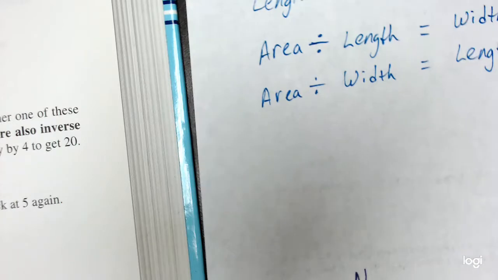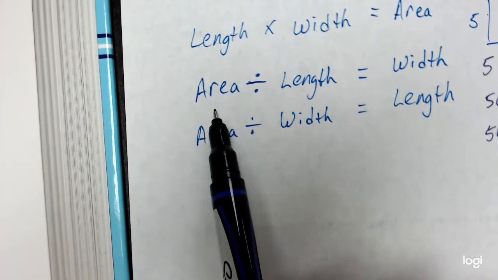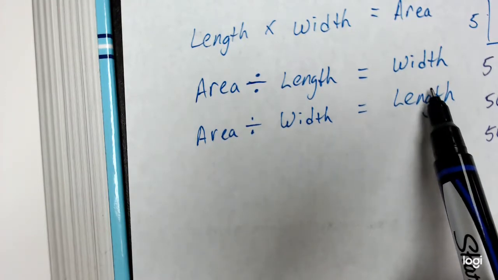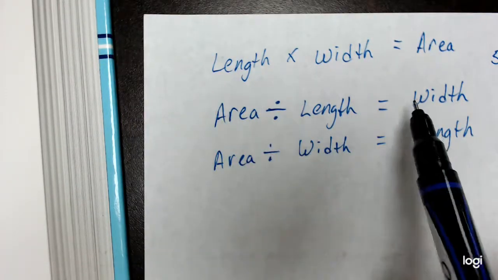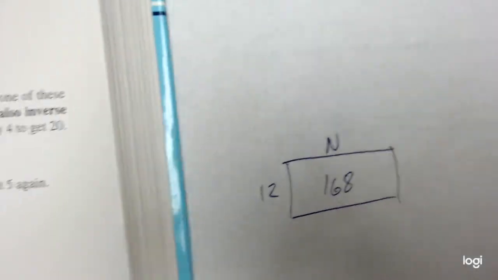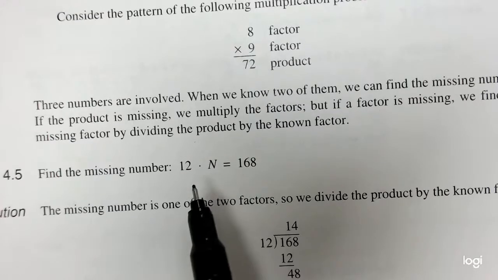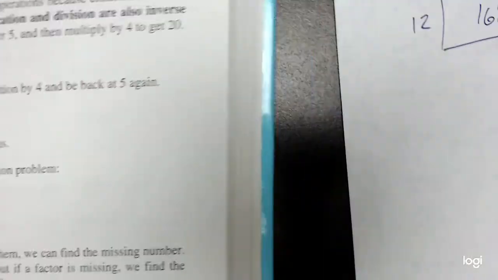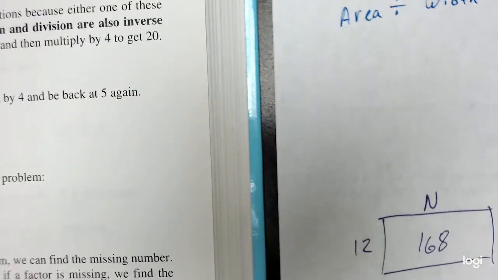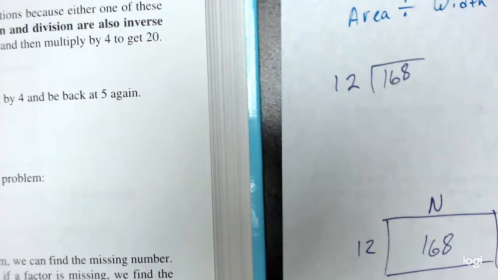Or if we can see here, if we need to find a missing side, the answer is to divide the area by one of the sides, right? If we need to find the area, then we need to multiply, okay? So here, in this problem, we are given the area, which is 168. We need to find one of the sides. So we're going to take 168 divided by 12 using our good old-fashioned division algorithm.